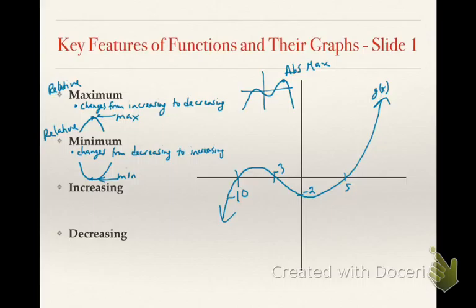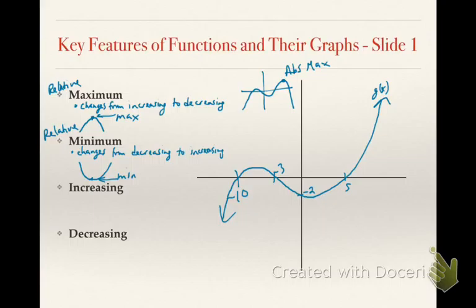Now if you're asked to find the maximum or the minimum, typically they're going to be coordinate points. If you're asked to find the maximum value or the minimum value, those are just going to be the y values of those coordinate points. Now for increasing and decreasing, that's just going to be found by looking at intervals where the graph is going up as you go from left to right.